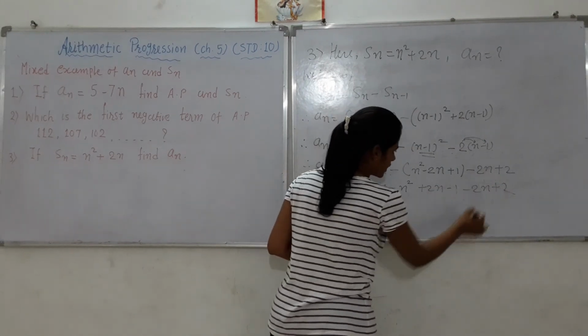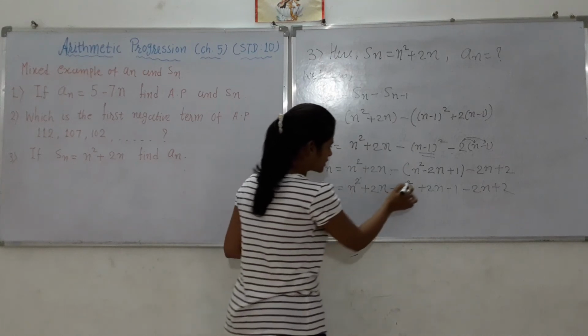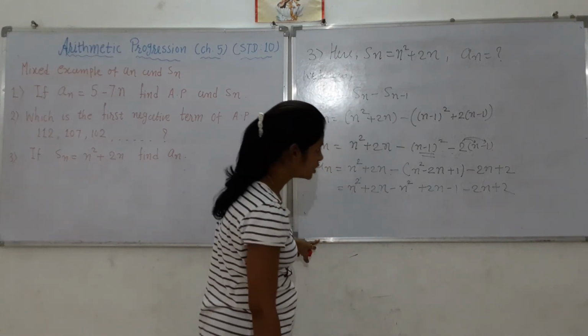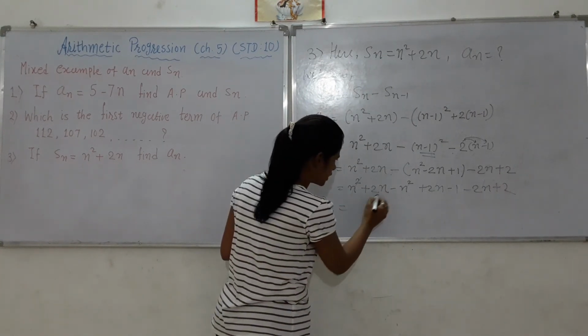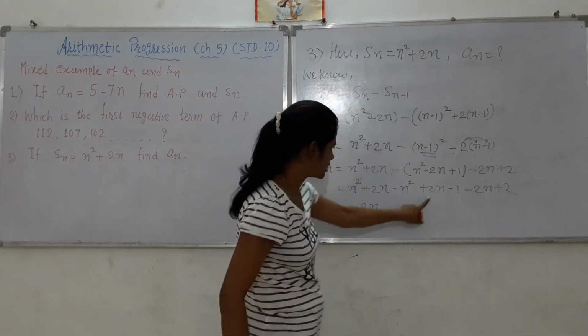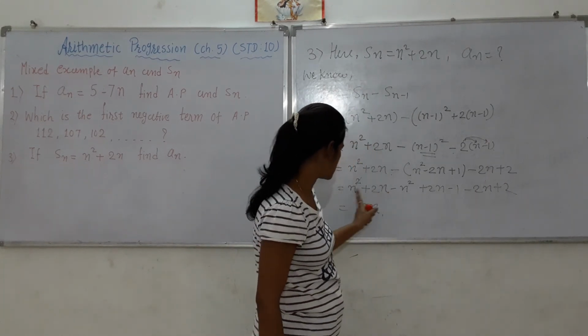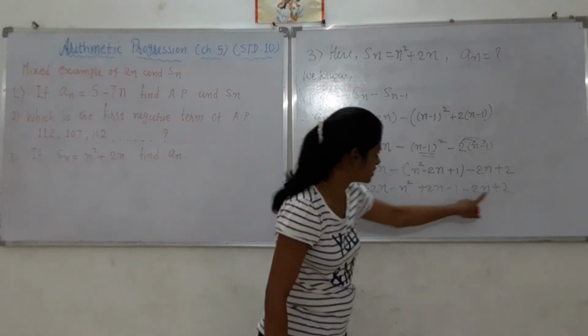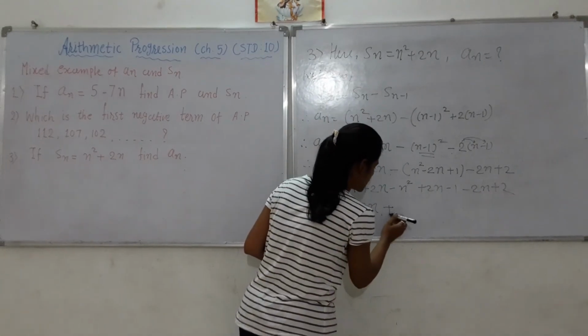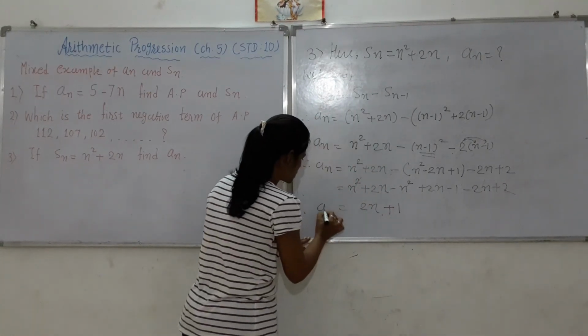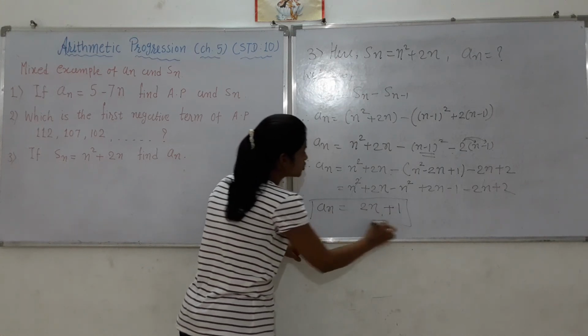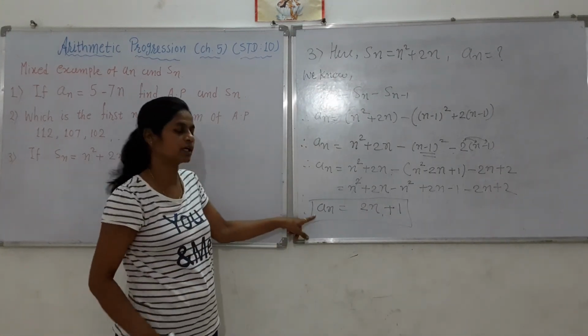So plus 2n and minus 2n cancel, and n square cancels. So what is your remaining step? Here is 2n, this 2n and this 2n are cancelled. This n square cancels. Minus 1 plus 2 becomes plus 1. So this is your an. By using Sn you find here an.